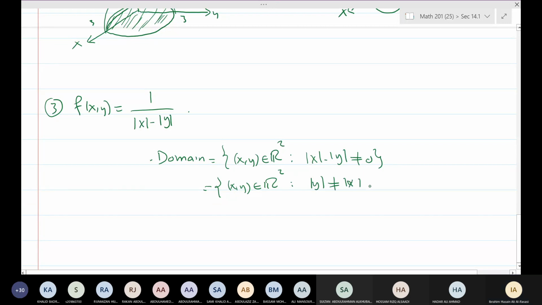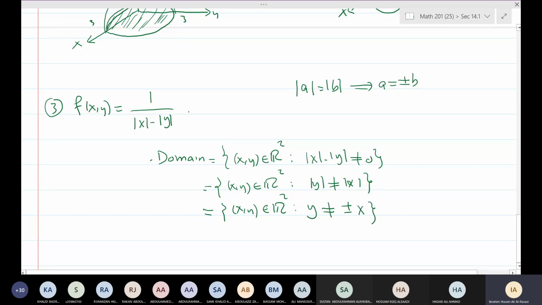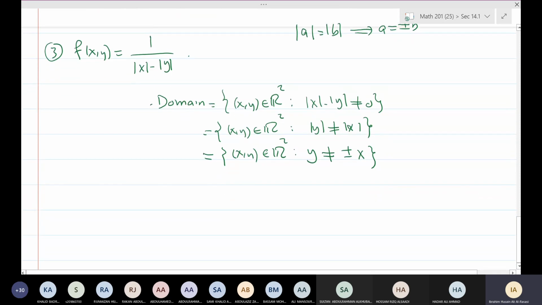You remember in orientation, when you have absolute value of a equals absolute value of b, this means a equals plus or minus b. So here I can write it without absolute value: y not equals plus or minus x. This is the domain, all points (x, y) in R2 such that y not equals plus or minus x.